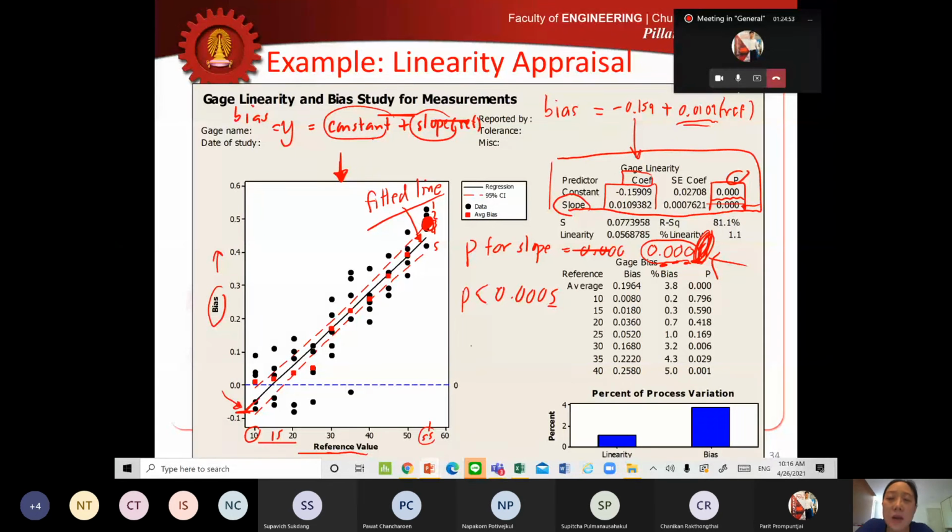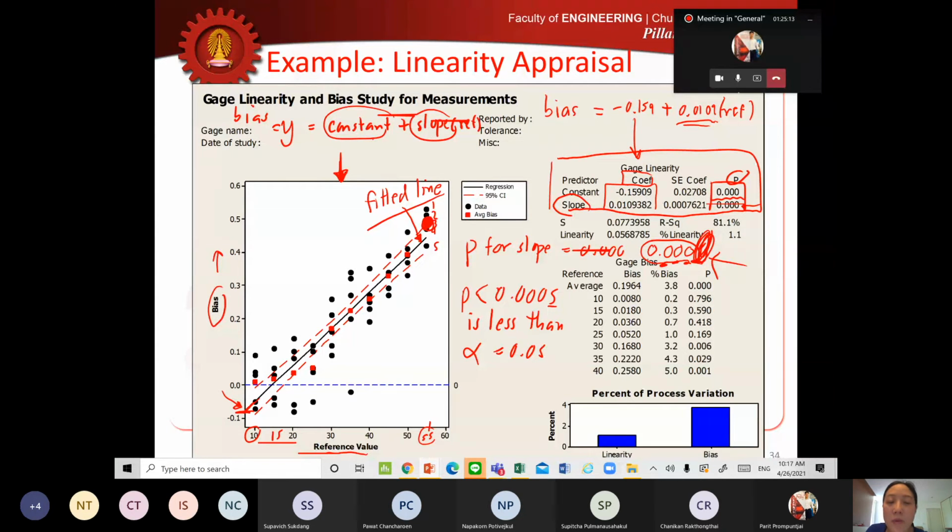So Parik, again, what is your conclusion about the slope? Is it significantly different from 0 or not? Significant different. Yeah, okay, good. It's significantly different.